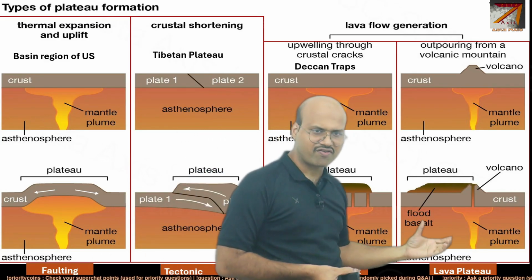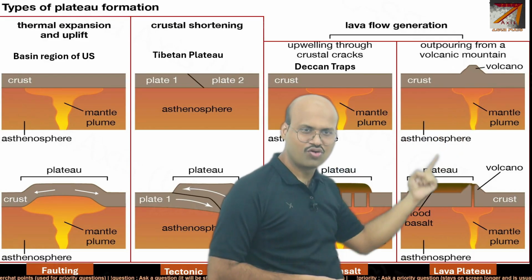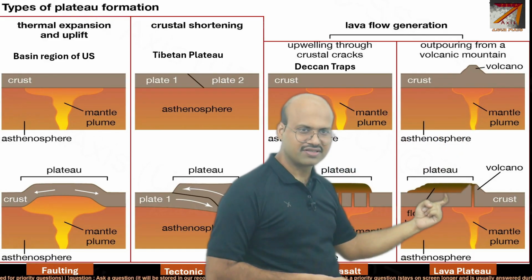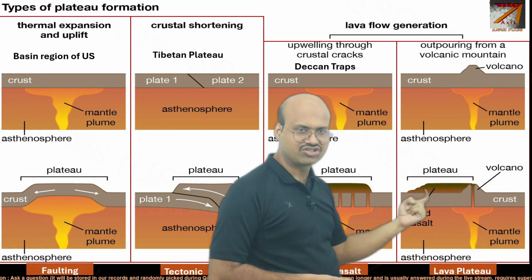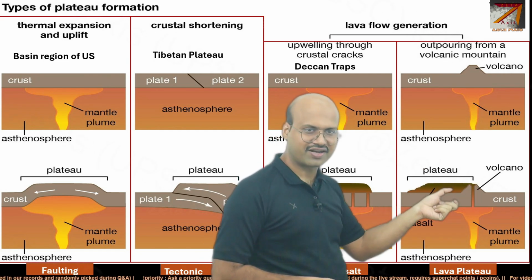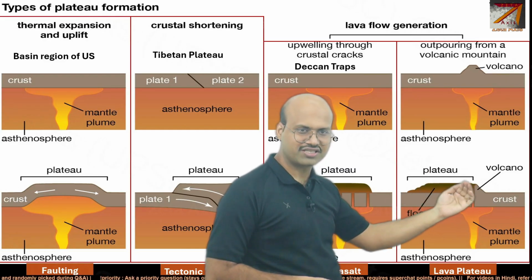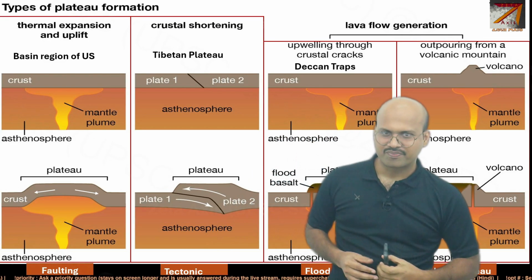Then we have this lava plateau. Here we can see a mantle plume again coming up, forming a volcano. The volcano emits lava and it forms a continuous sheet of solidified crust or solidified earth over here. So this is also a plateau. So this is a volcanic plateau. So this is how different types of plateaus are formed.